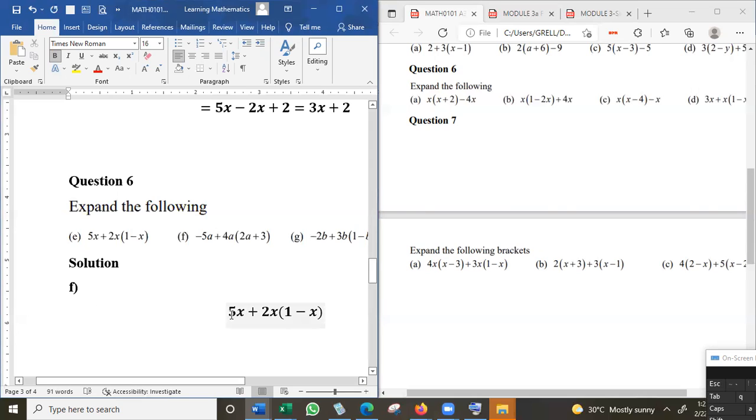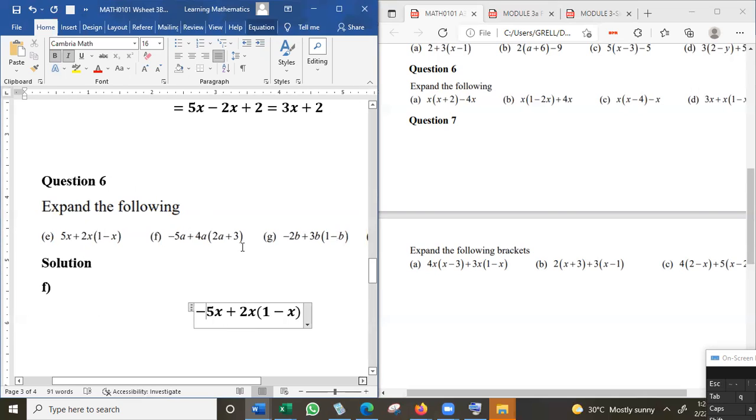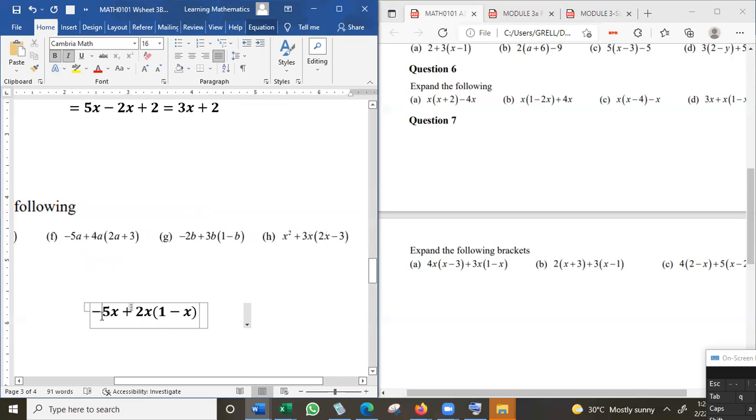So that's minus 5. Oh, let's do the one that has some more negatives in it. So that is minus 2b. The more negatives, the more interesting. And that's a plus 3b outside of 1 minus b.